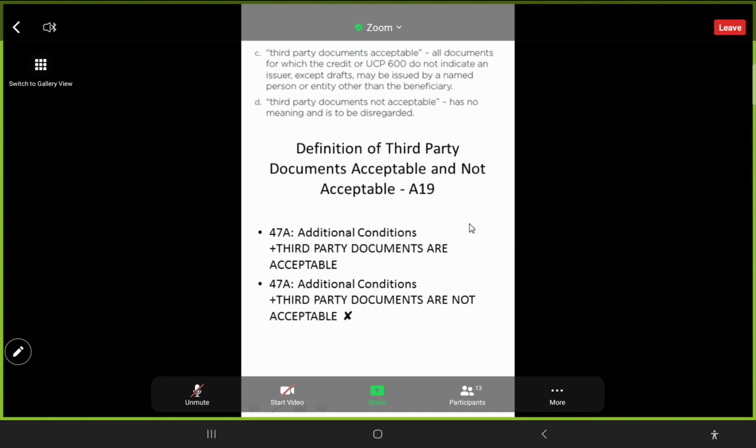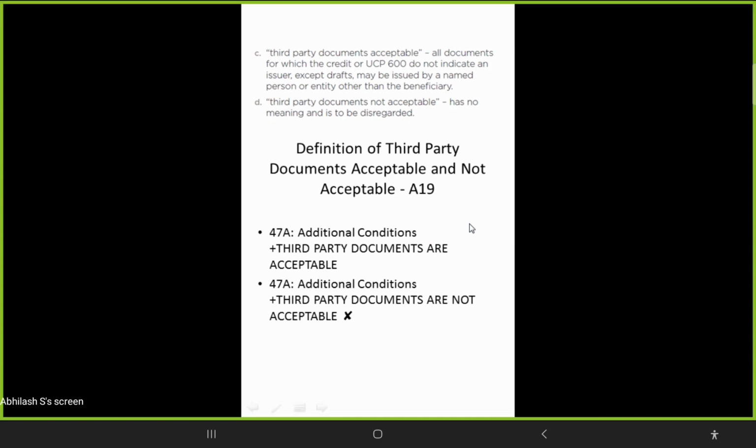Yes, unless they specifically say that it should be issued by an independent person, and then there are certain definitions which we have read, right? In that case, the beneficiary cannot issue it. If the context is clear that they don't want the beneficiary to issue it, then we will look for the other person to issue it. But if it is silent, simply calling for a certificate of origin or certificate of inspection, the beneficiary can issue it.